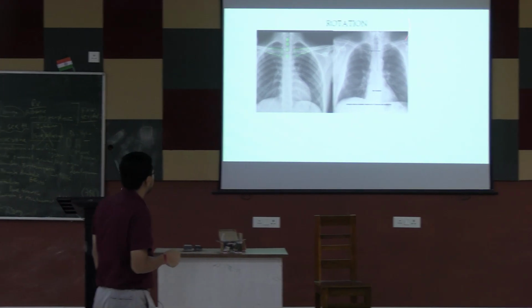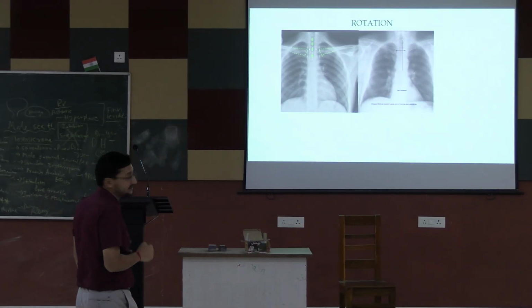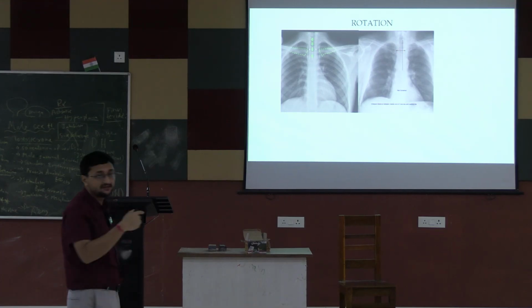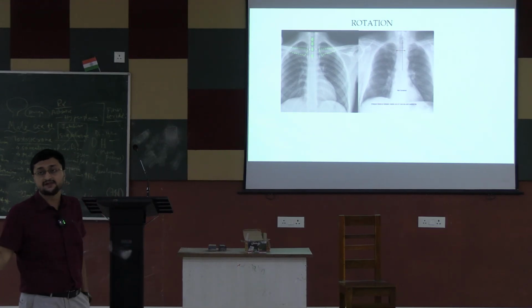Next, I will show you one X-ray where the patient is rotated or not. So this is the spinous process, and the distance from the spinous process to the right end of the clavicle is more than that of the left sided clavicle. That means the patient is rotated. So you cannot comment in this X-ray whether the trachea is in central position, because the trachea is also deviated because of the rotation.